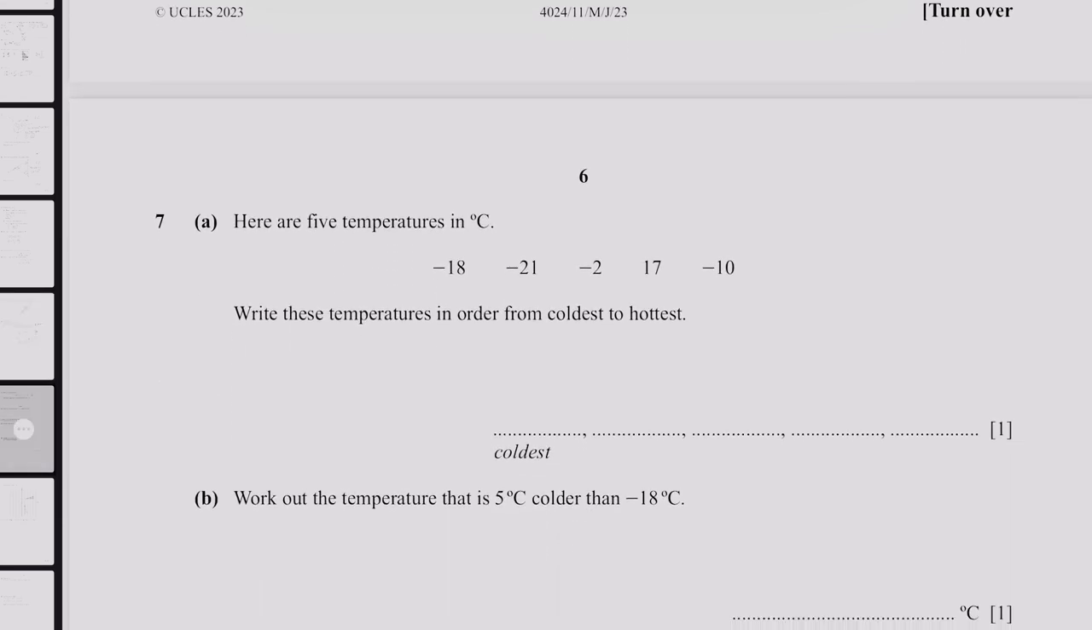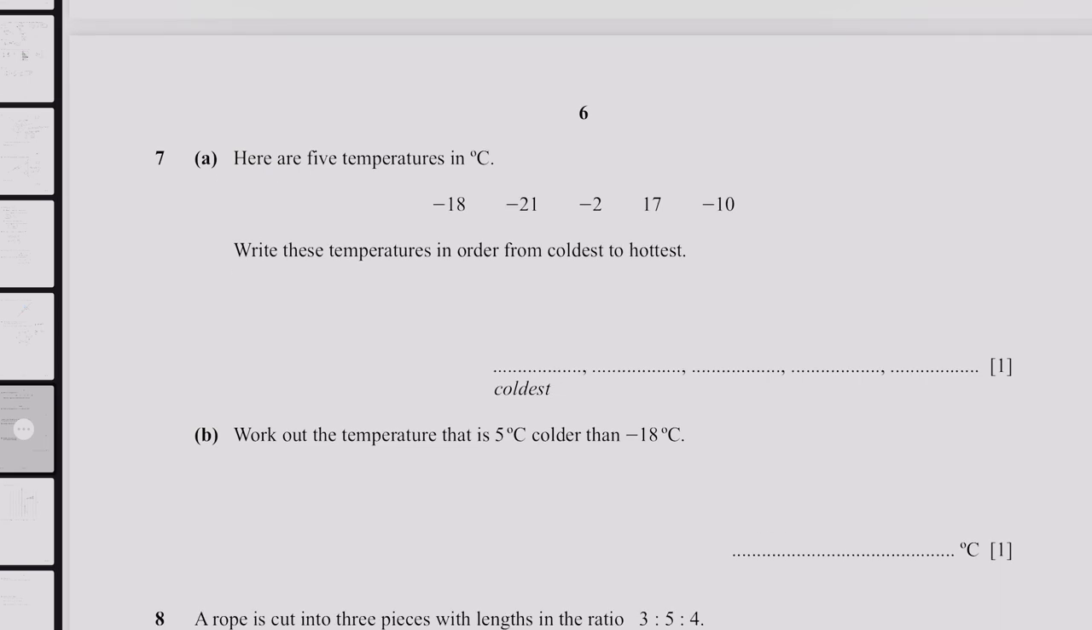Okay, here are 5 temperatures in degrees Celsius: minus 18, minus 21, minus 2, 17, and minus 10. Write these temperatures in order from coldest to hottest. So minus 21 is the coldest, then minus 18, then minus 10, minus 2, and then 17.